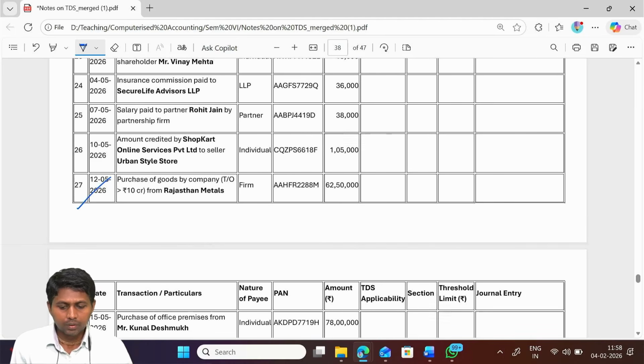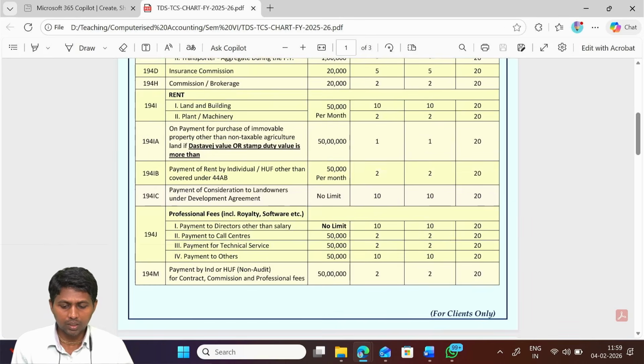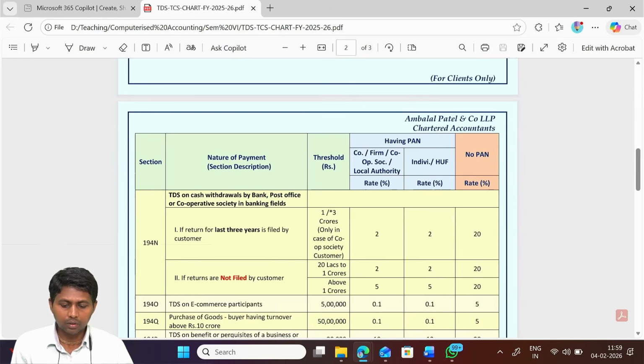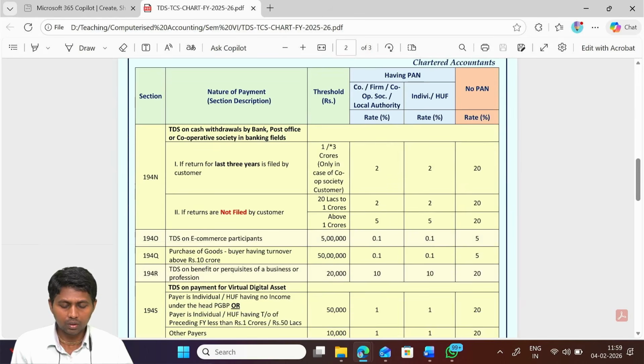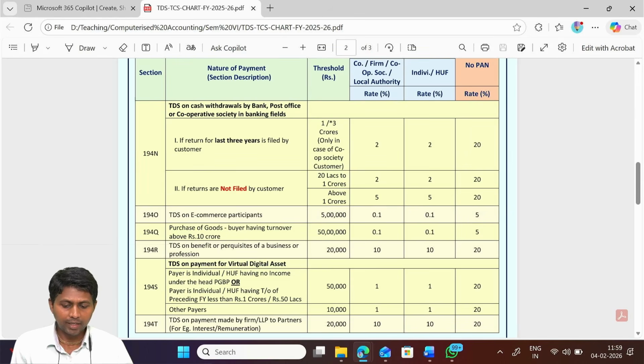Now, another section. Number 27: the purchase of goods by a company. The turnover of this company is more than 10 crore, from Rajasthan Metals, which is also a firm. PAN number is given. You have purchased goods of rupees 62 lakhs 50,000. Do we have any TDS section related to purchase? Now the chart related to purchase. Once you read the chart, your mind can map, or you can very easily figure out whether TDS is applicable or not.